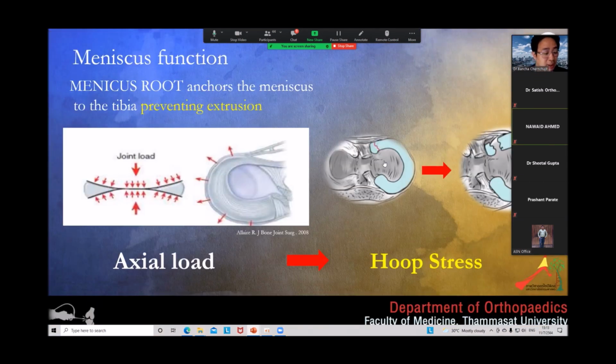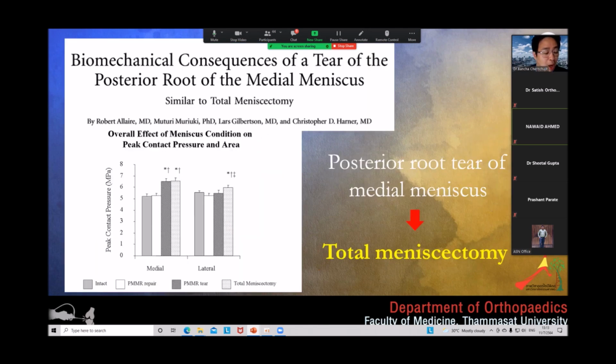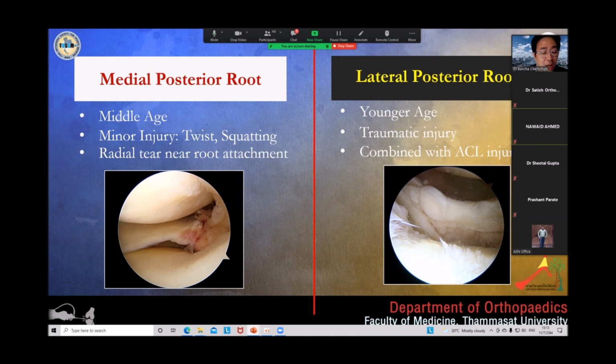The meniscus root function is quite important. It converts the axial loading to the hoop stress. In a biomechanical study by Robert, he found that the posterior root meniscus tear is comparable to total meniscectomy. So the lateral root and medial root are not the same.